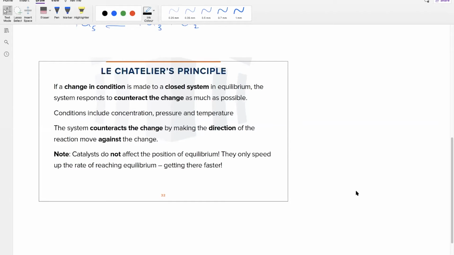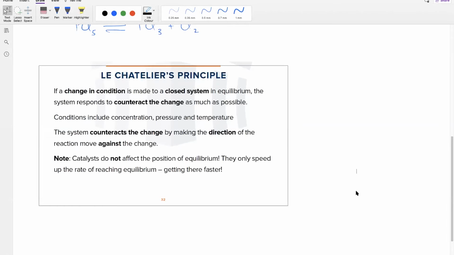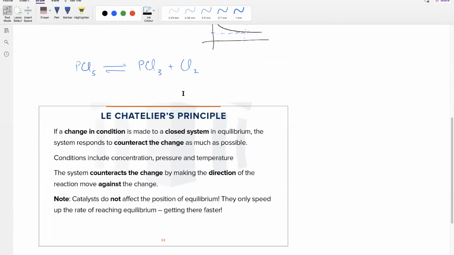So if we change the concentration of, let's say, in this example, chlorine, then the reaction will try to counteract that change, which means if I reduce chlorine, it will try to produce chlorine. If I increase chlorine, it will try to reduce chlorine. It's going to go in the forward direction if I decrease the amount of chlorine, and it's going to go in the backward direction if I increase the amount of chlorine.